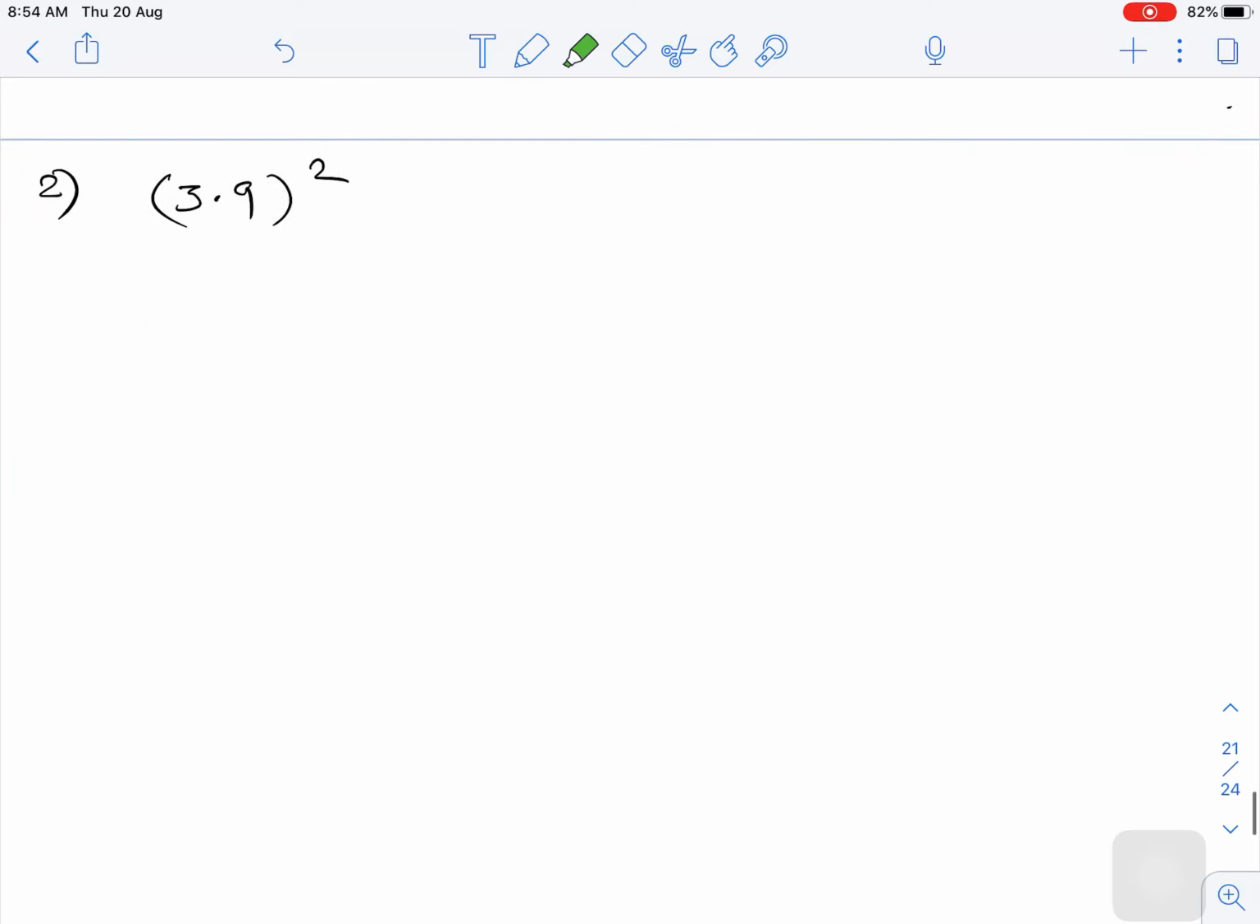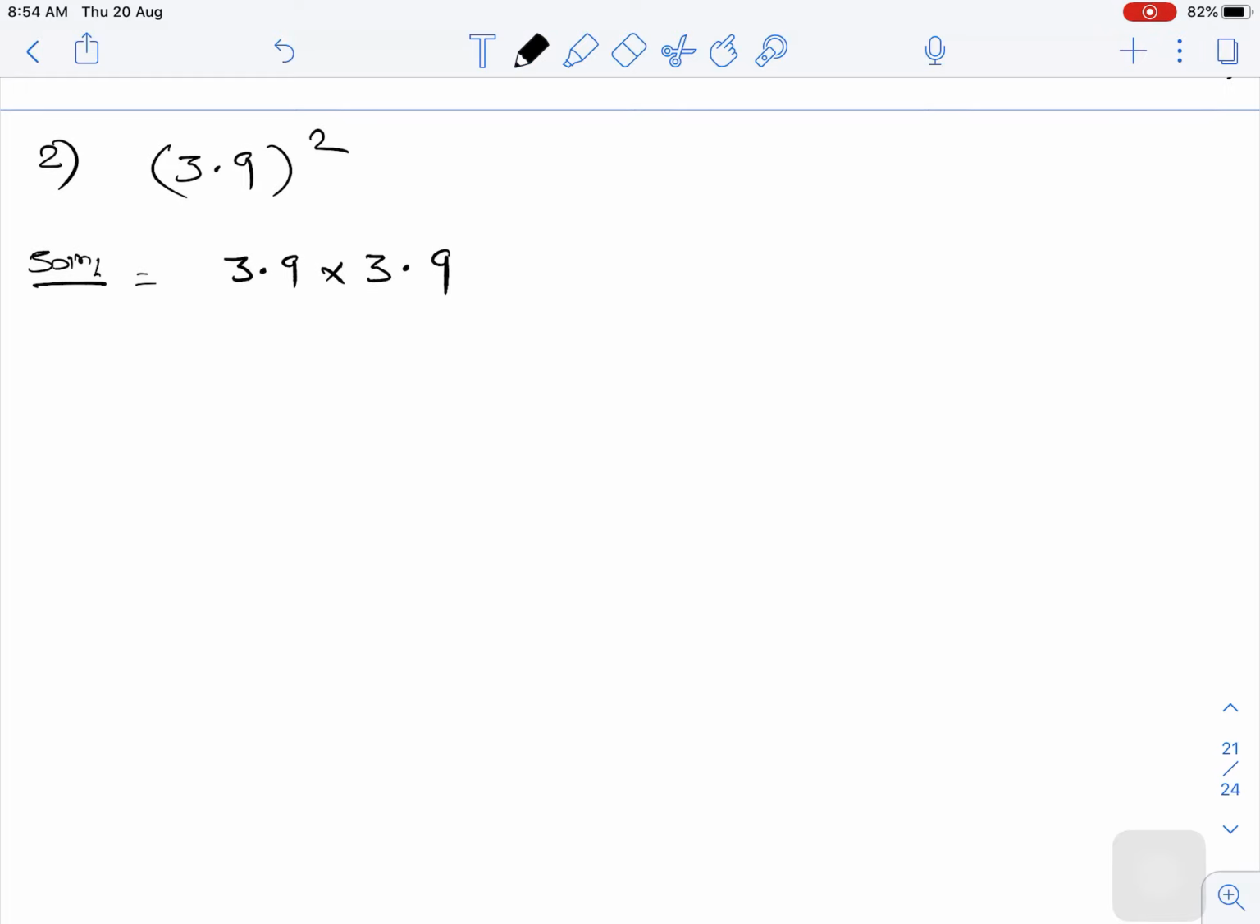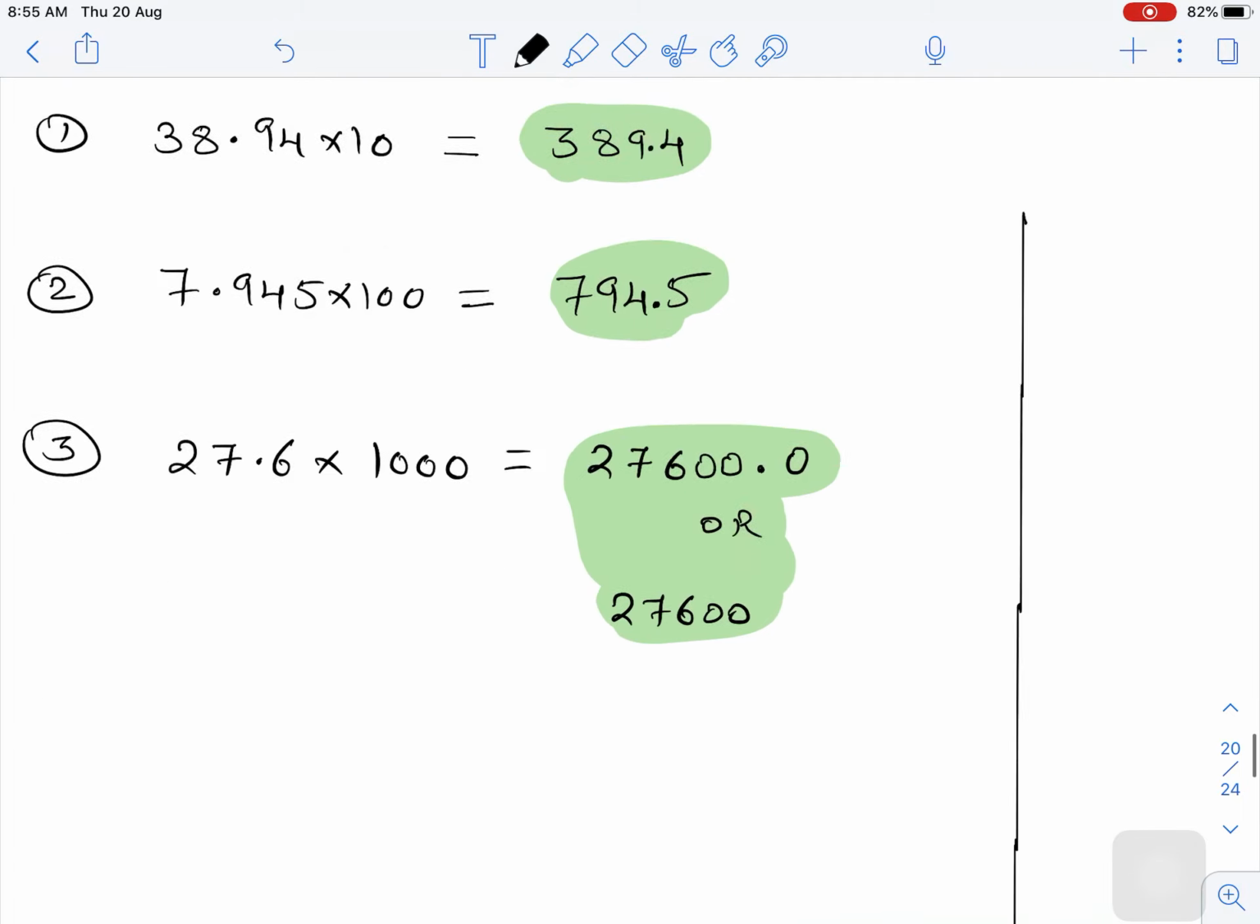Okay, so in this way you have to go on multiplying the numbers. Now let us see a different type of example. Okay, now here we have 3.9 bracket square. Now this square means this 3.9 is multiplied 2 times. Okay, so we can write it as equals 3.9 into 3.9. Okay, now remember that decimal place of this number is also 1 and this number is also 1. What we will do, we will multiply directly 39 by 39. So I am writing this multiplication over. Now this time I will multiply it over here so that it will be easy for us.